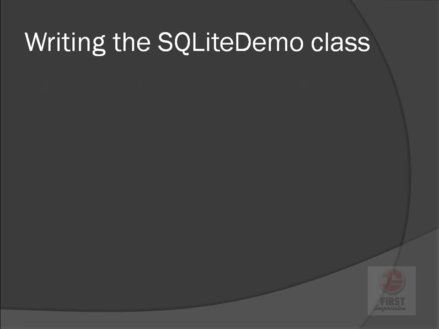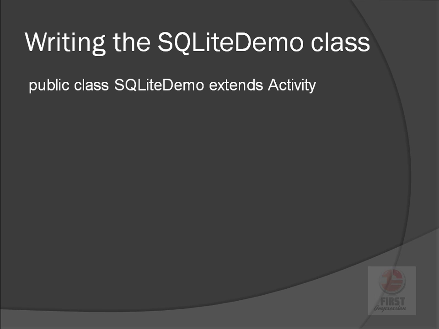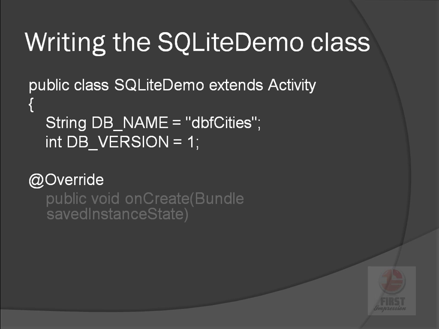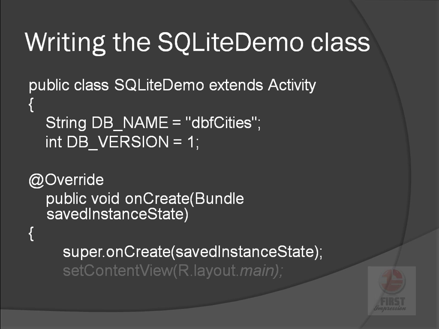Let's write the SQLiteDemo class. This is our main activity class. Inside this we will have the database name and database version, because we are on version 1 of our database, so we'll keep the version as 1. Let's override the onCreate function. Inside this we have the setContentView of layout main. Okay, this is the default code which we already have inside our onCreate function, and this is the code which we have added, the database name and the database version.